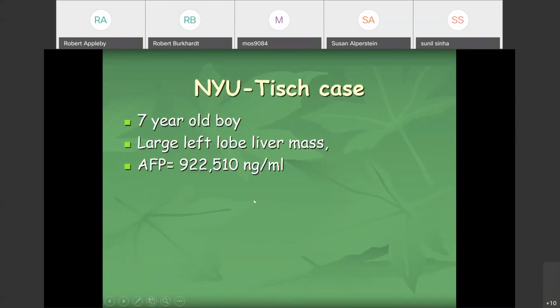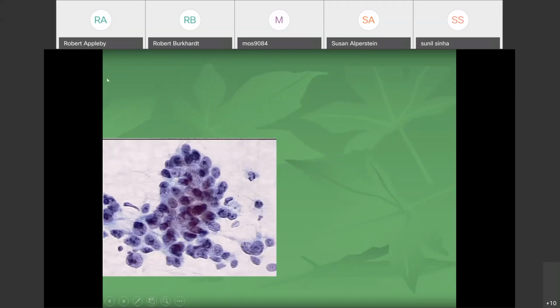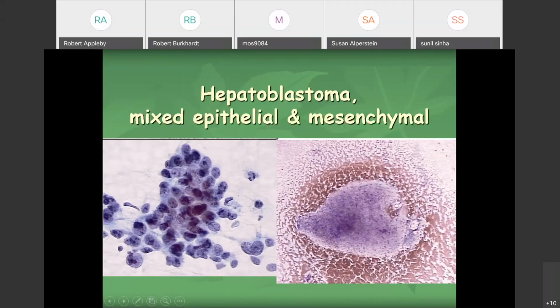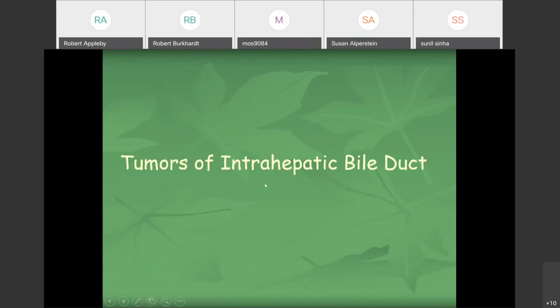A boy with large liver mass, elevated alpha-fetoprotein. Tumor cell, primitive hepatocyte, and then some mesenchymal tissue. So it's an example of mixed epithelial mesenchymal type of hepatocellular carcinoma.